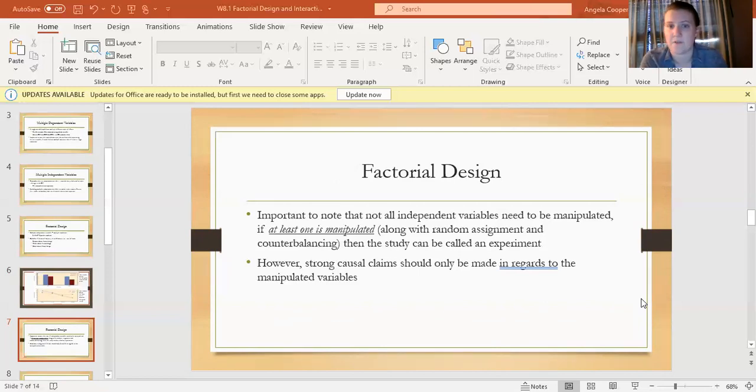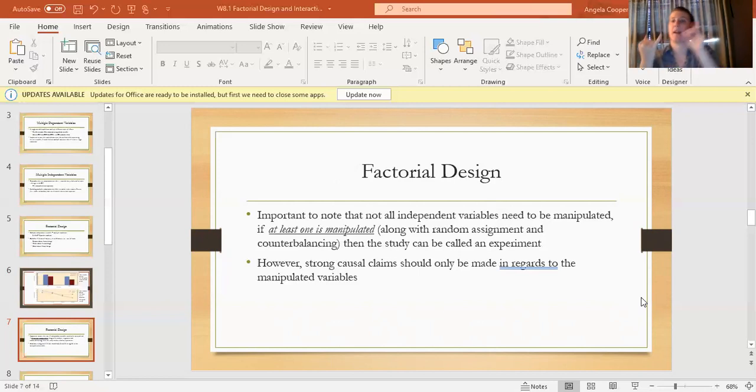Same thing with age. If we were to compare young people and older people, or people in their 20s, people in their 30s, people in their 40s, we're not randomly assigning those groups. But those still can be involved in our factorial design. And to classify it as an experiment, all we have to do is manipulate one variable.